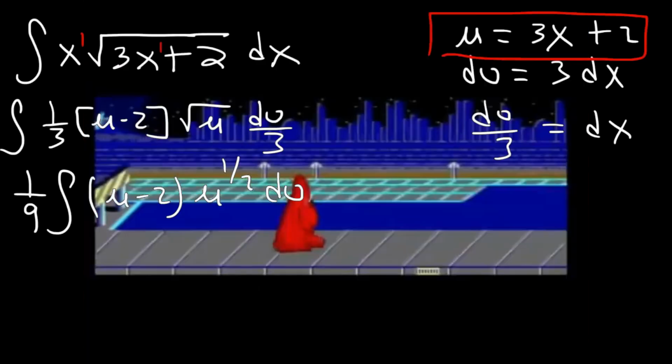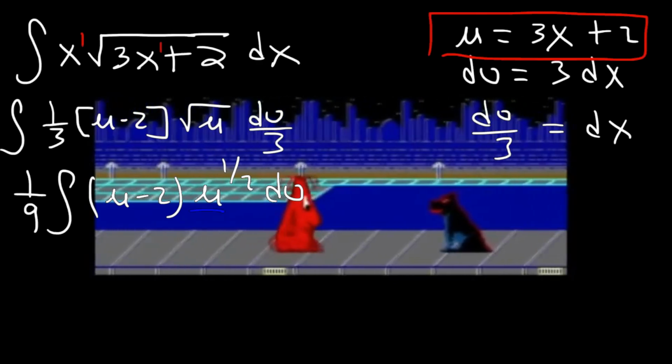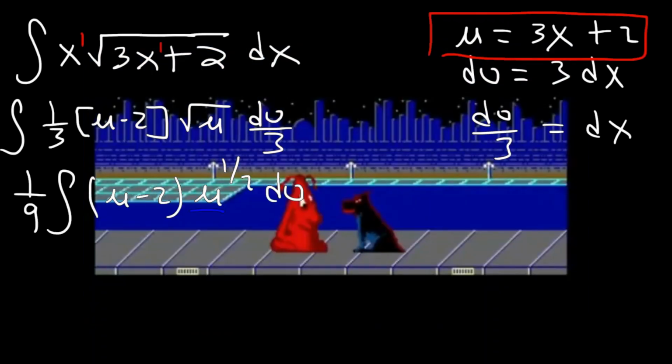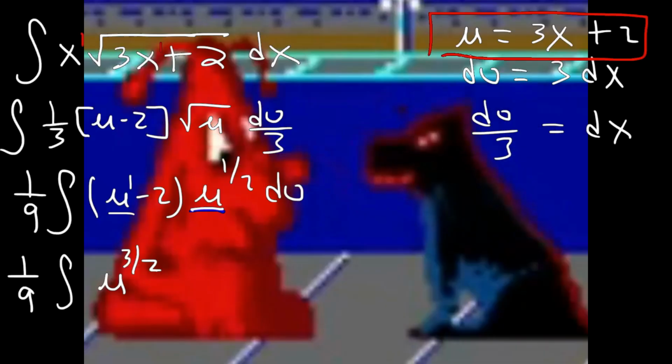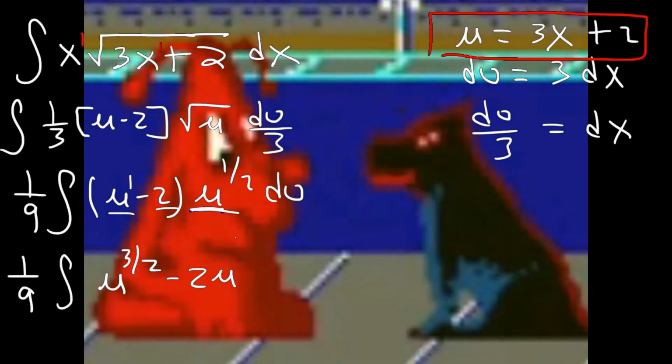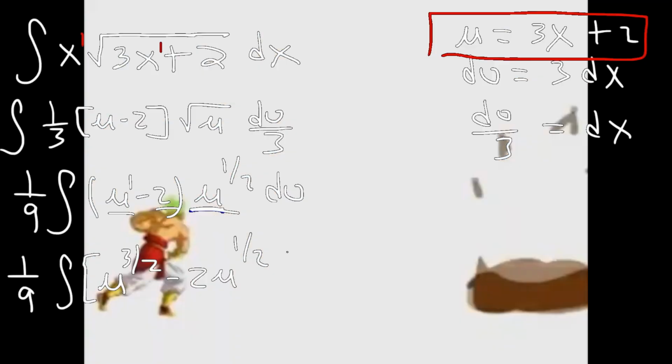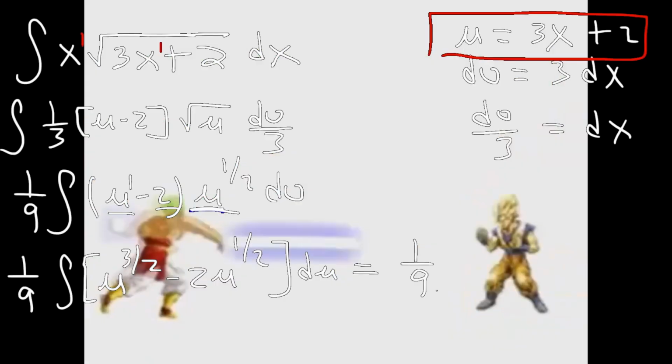Now the next thing we need to do is distribute u to the 1/2 to u minus 2. So u to the first power times u to the 1/2, we need to add 1 and 1/2. That's going to be u to the 3 over 2. And then if we multiply -2 by u to the 1/2, that's -2 u to the 1/2. And then times du. So now we can find the antiderivative of each one.